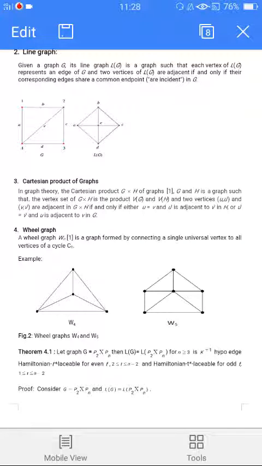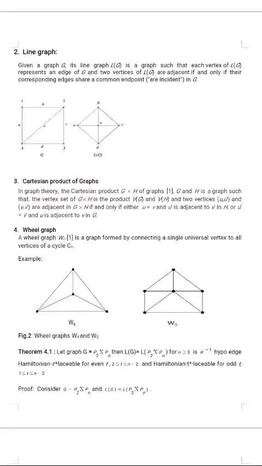Similarly, the wheel graph. A wheel graph, denoted by Wn, is a graph formed by connecting a single universal vertex to all vertices of a cycle Cn. So this is a single universal vertex. You can see W4. The middle vertex is a single universal vertex. It is connecting to the cycle, isn't it? The cycle is there along with this one vertex.